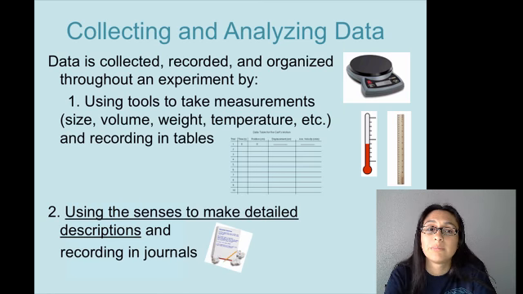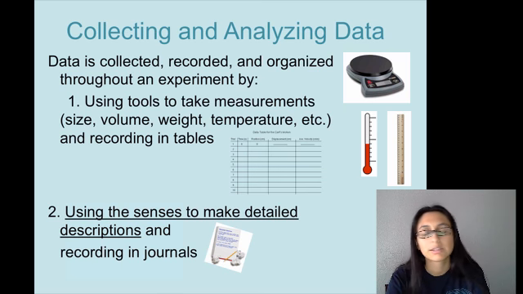All right, next step, collecting and analyzing data. So to collect and analyze data, scientists often use tools and get numbers. And when they get those numbers, they record them in tables, which help them analyze the data. So most people are comfortable with numbers. People love seeing numbers. I mean, there's so many studies out there where people want to see the numbers. They love statistics. So that's one way we can collect data, through numbers, measurements, and stuff like that. So it could be size, volume, weight, temperature, etc.